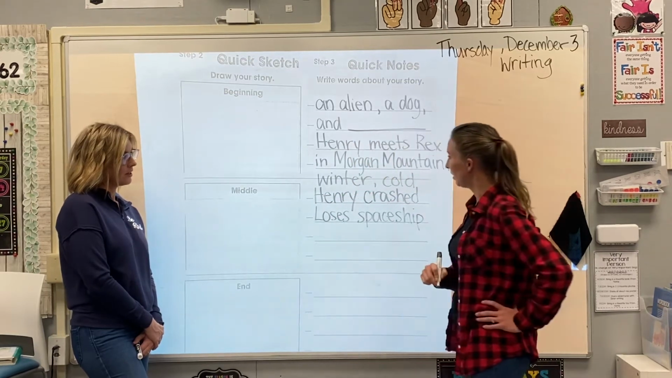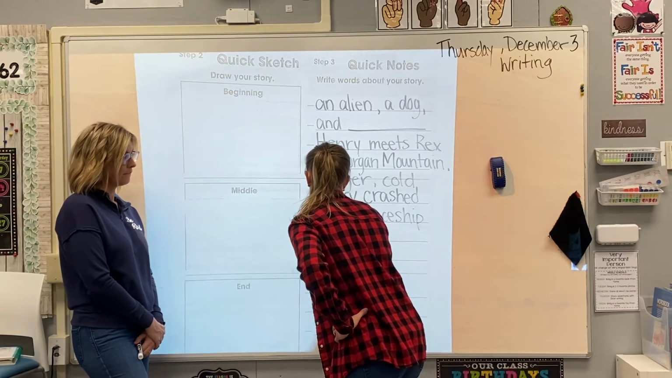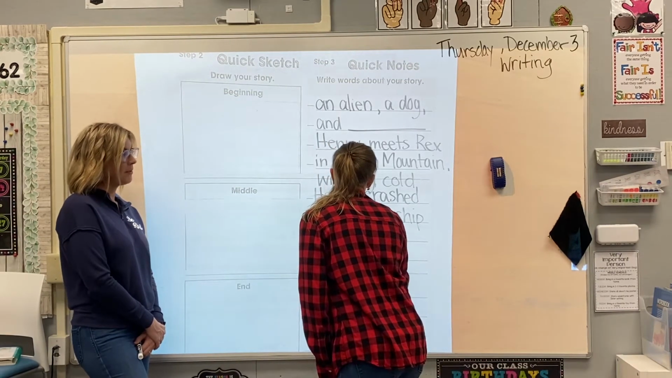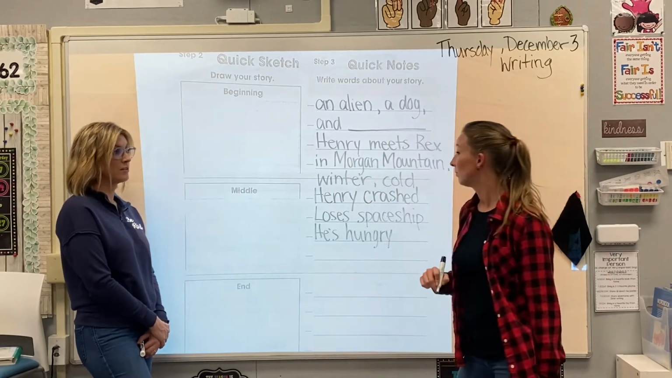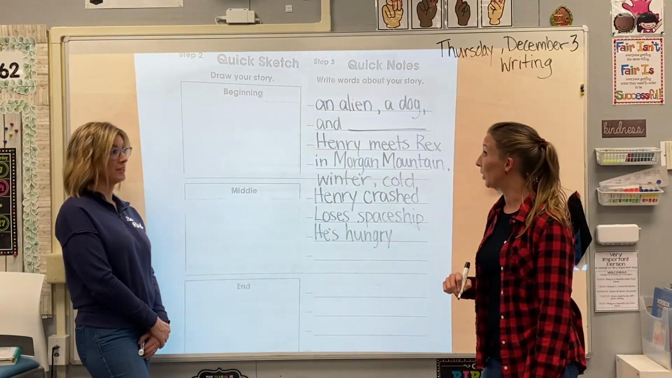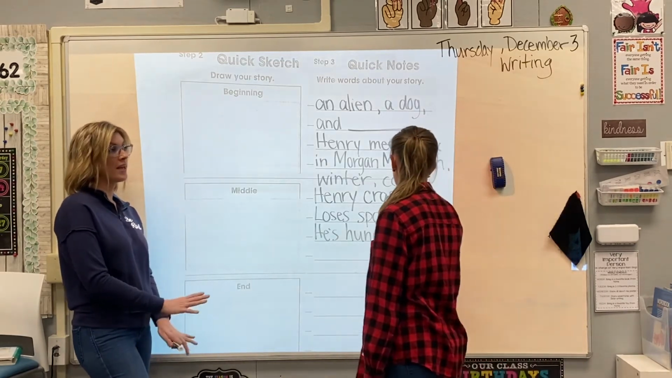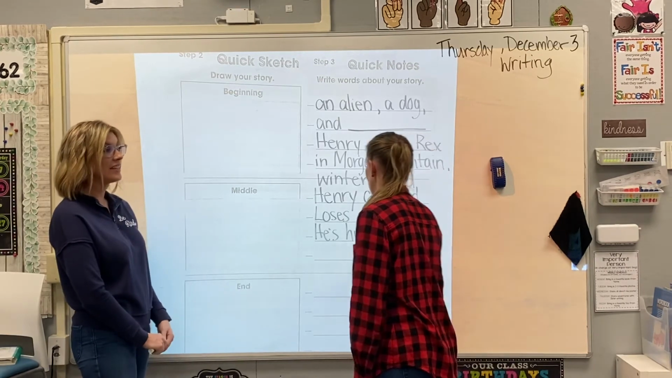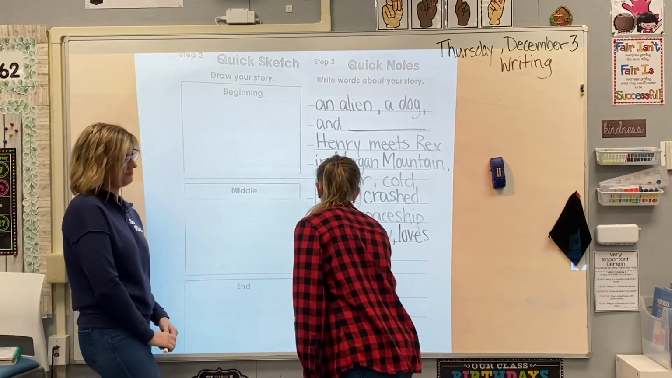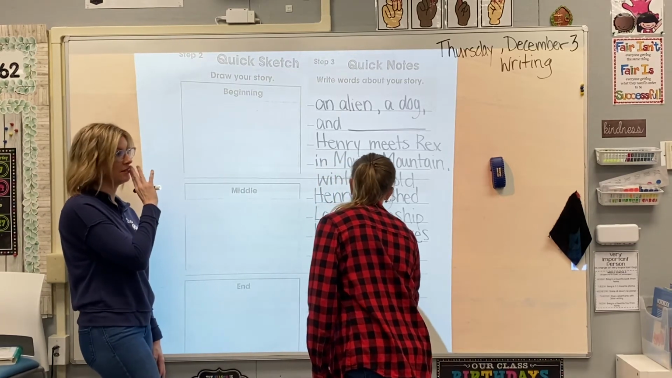Maybe he's hungry. He's hungry. He might discover dog food and have an affinity for it, which means he really likes the taste of dog food. Ooh, he really likes dog food. You never know. It's like a gourmet delight, something that's really fancy to aliens. Loves dog food. That might be how he ends up meeting Rex.